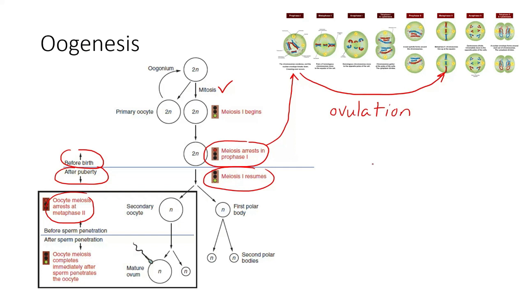All right, but it just stops there, and it's floating around in the fallopian tube, or the oviduct, waiting for a sperm to penetrate. And once it does, after the sperm actually enters the egg, and this is prior to fertilization, then it finishes. So that's when the sperm actually gets into the egg. It finishes this last phase of meiosis. Then fertilization can happen.